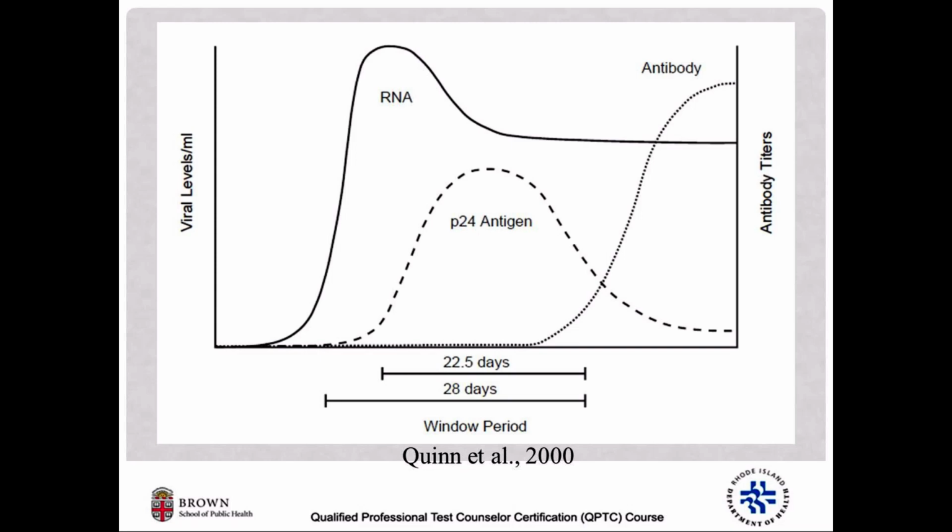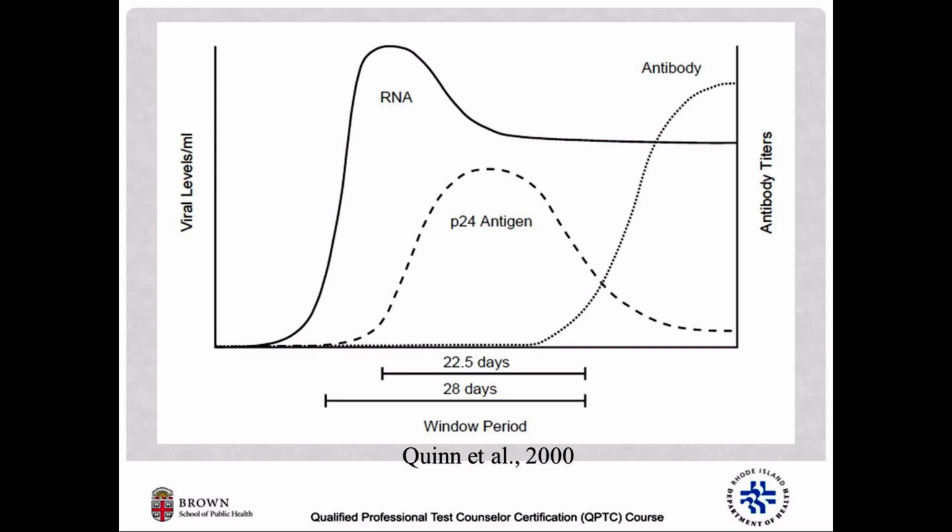This graph demonstrates what happens when someone is first infected with HIV. You can see the line here labeled RNA is the HIV virus itself. You can see that when someone is first infected, that naturally peaks and then levels off. You can see that there's a second dotted line here called the P24 antigen. The P24 antigen is a part of the HIV virus. You can see it's actually what surrounds the HIV virus itself.